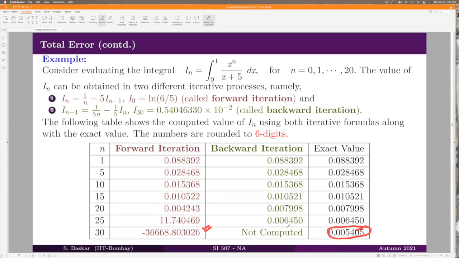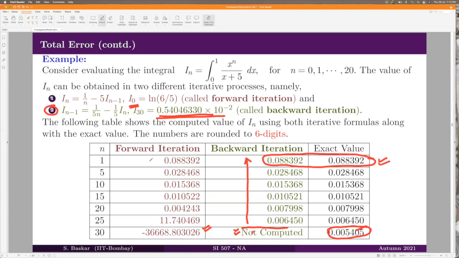Here I have not computed it, because somebody gave me the exact value of I30. With that, I started my backward iteration and went backward using this formula, till I reached I1, and I got a very good result. So it means 30, 29, 28, like that. I'm going 30 steps backward, and I got a very good result.